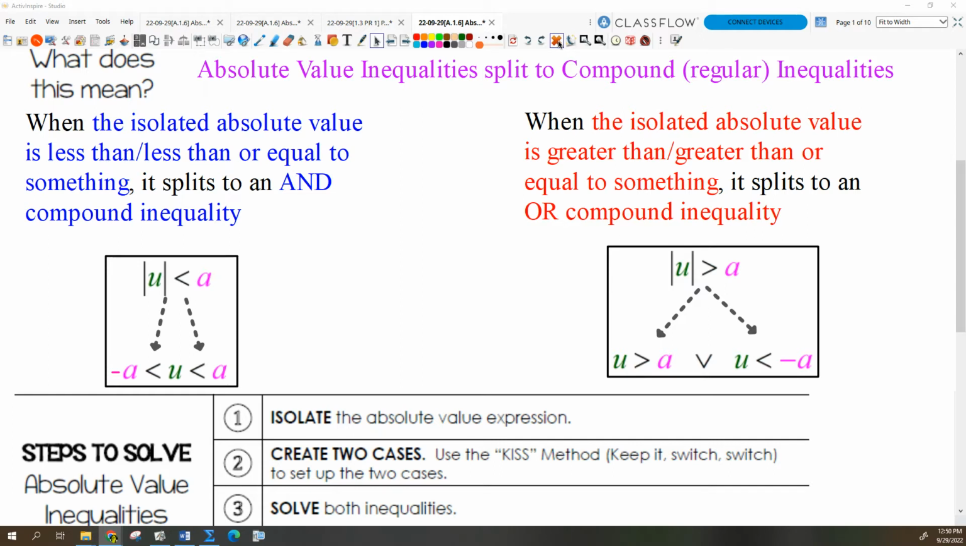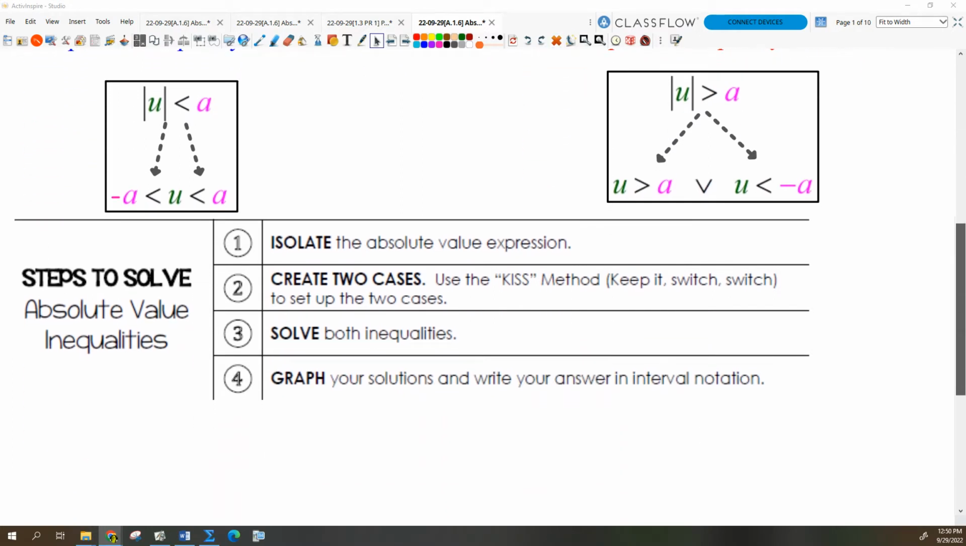And then our strategy is going to parallel what we did with equations. Same stuff. We're going to isolate the absolute value expression first. Then we're going to create our two cases, which means we're going to split the absolute value inequality into a compound inequality.